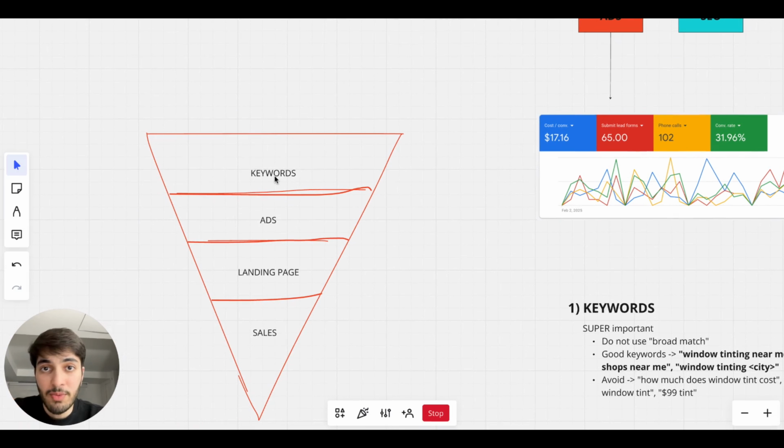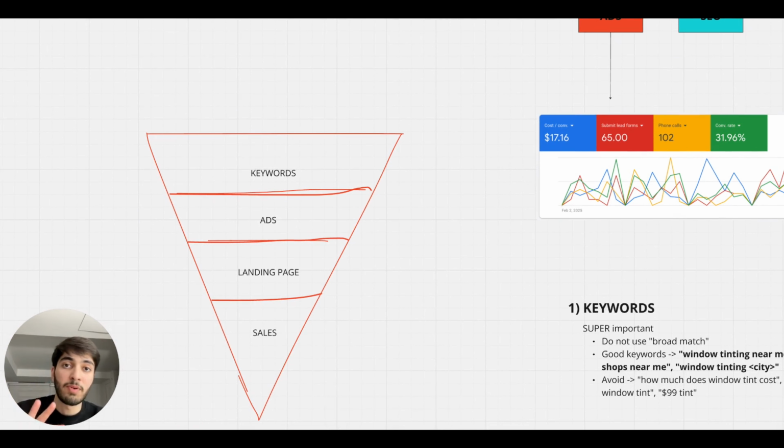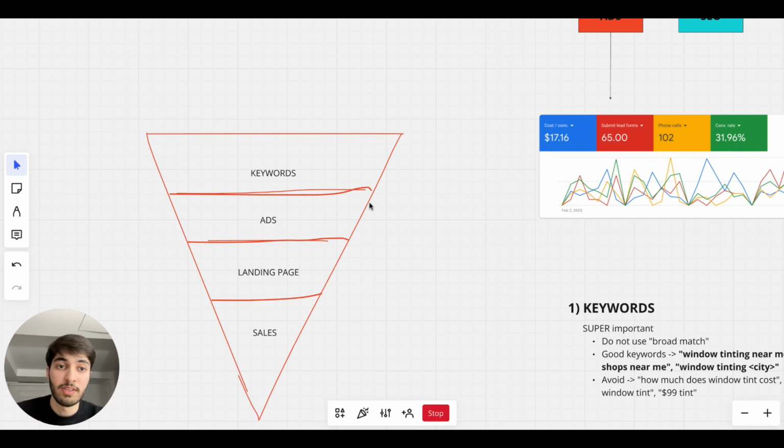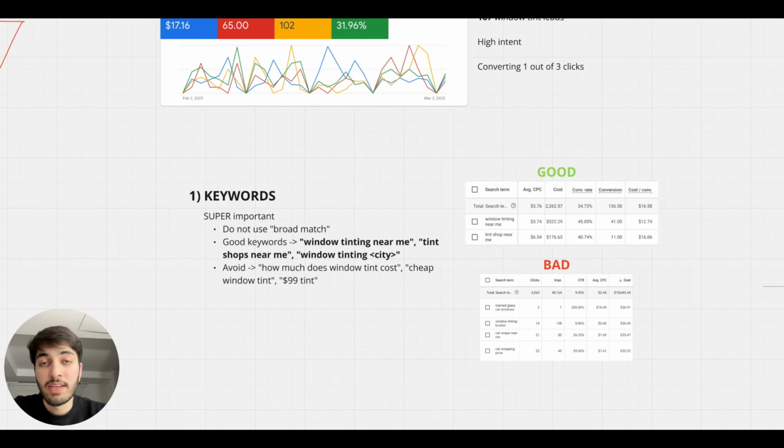The first part is the keywords, the second part is the ads, the third part, the landing page, and the fourth part is the sales process. I'm going to walk you through all of these just now. So the very first thing is the keywords. You have to know what keywords your audience is searching for and what keywords to actually target so that you're actually making the most of your money.